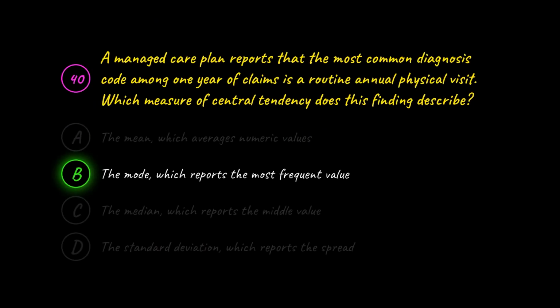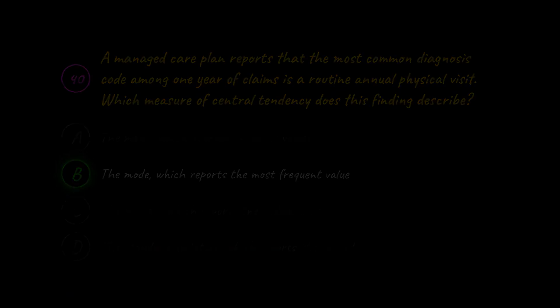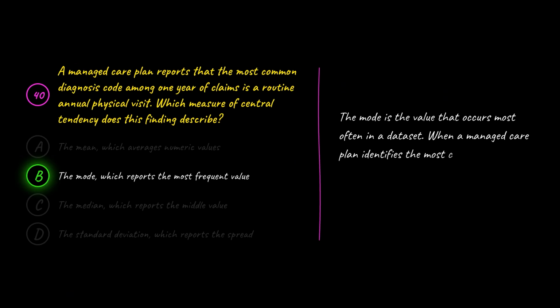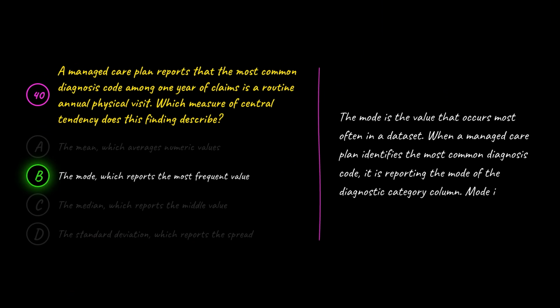The correct answer is B, the mode, which reports the most frequent value. B is correct because the mode is the value that occurs most often in a data set. When a managed care plan identifies the most common diagnosis code, it is reporting the mode of the diagnostic category column. Mode is the only central tendency that works on nominal data like diagnosis codes.